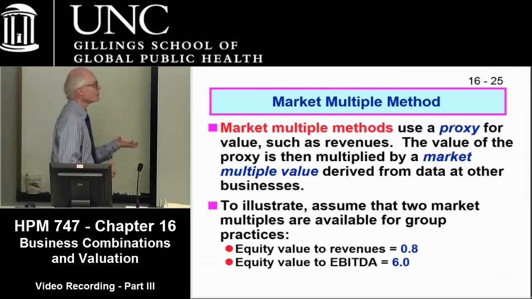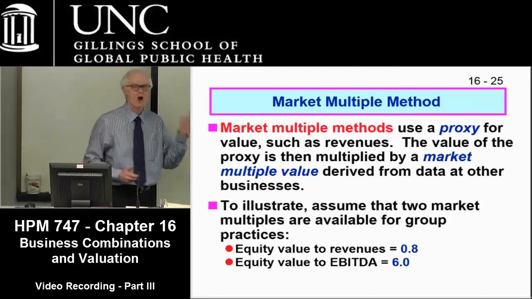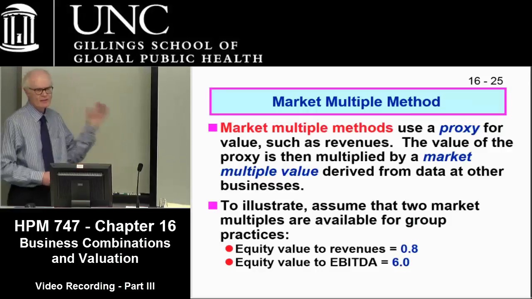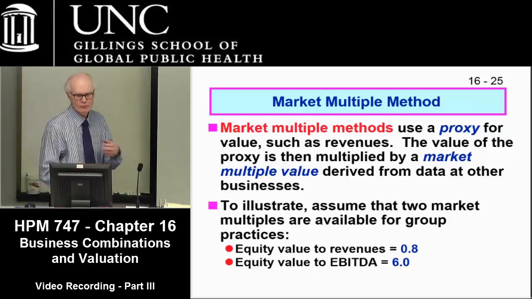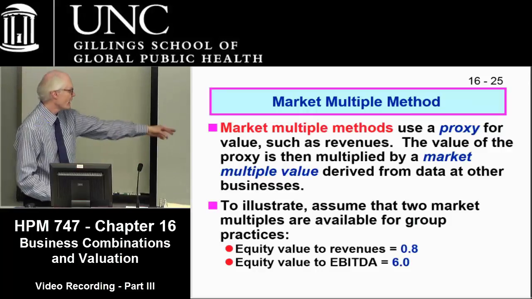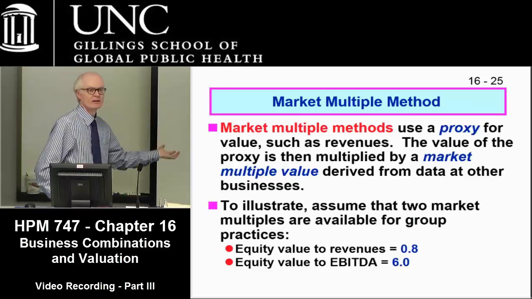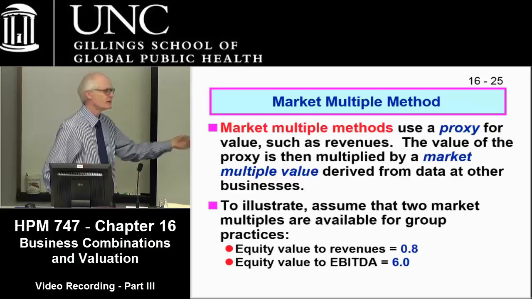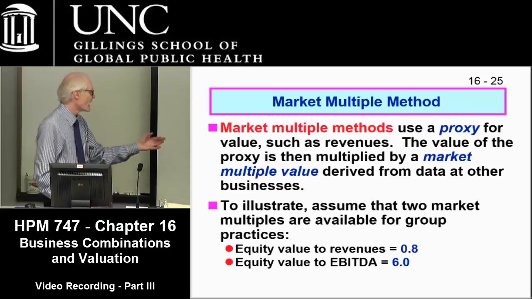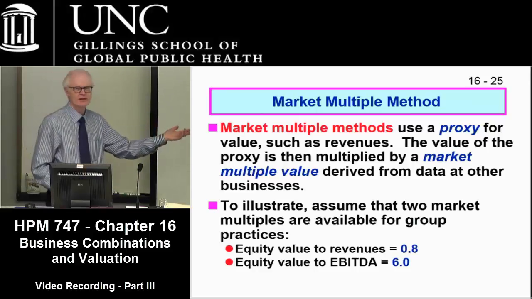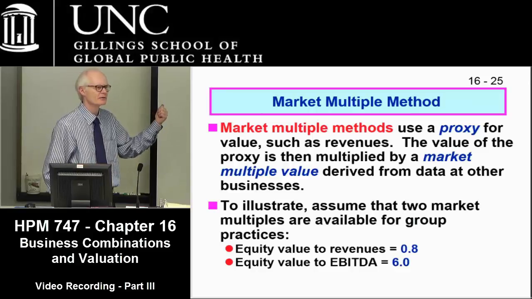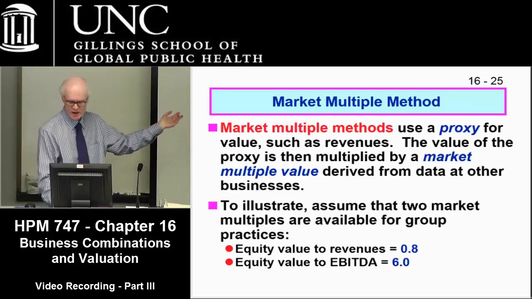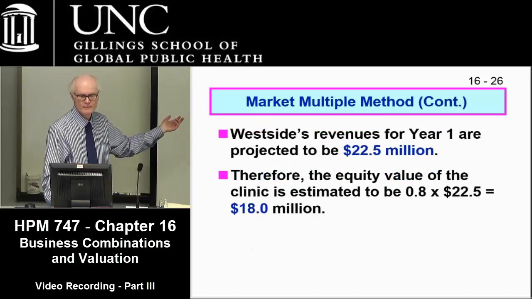So what we do in market multiples is find some proxy for value, such as revenues, and we then divide the price by that proxy to get a ratio. You can see equity value to revenue is 0.8. For the hospital we just looked at, it was 0.88. So these numbers are fairly realistic. Equity value to EBITDA, this was 6. I think in the example we just looked at, it was 7 or 8 or something like that. So again, those numbers are not unrealistic at all.